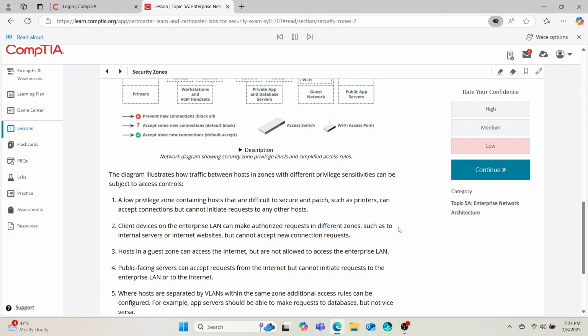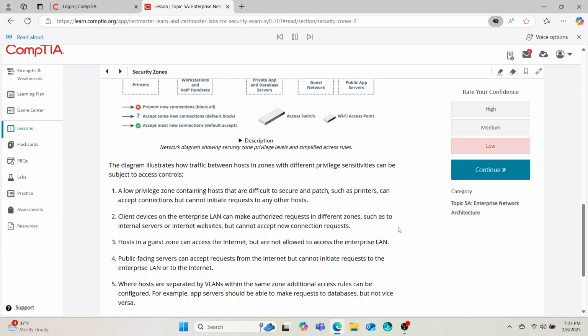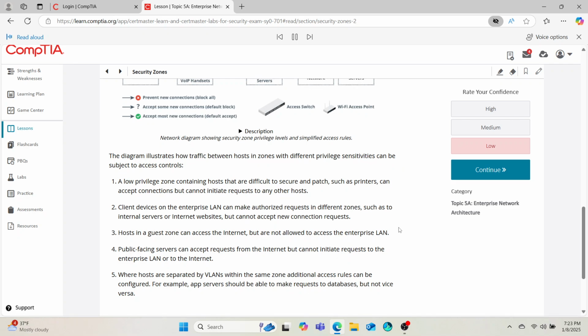The second access switch is connected to workstations and VoIP handsets. The router is connected to VLAN 32 via 10.1.32.0/24 and the access switch. It is also connected to VLAN 40 via 10.1.40.0/24 and the access switch.